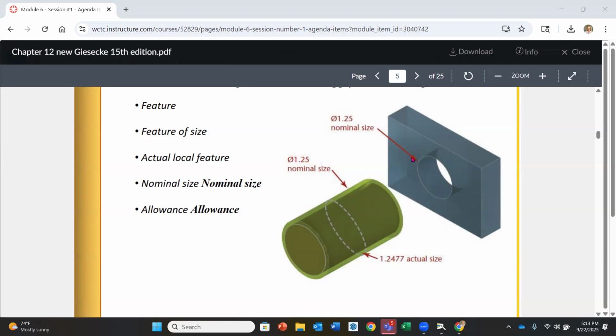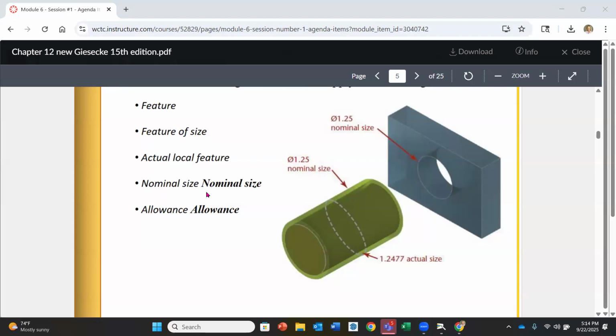Now, there are also going to be dimensions that we put on that are related to where something is located. For instance, the center of this hole could be located from the left or the right edge, or from the top or the bottom edge. Those are not features of size. Features of size, like in this case, are a hole, or a length, a width, a height.